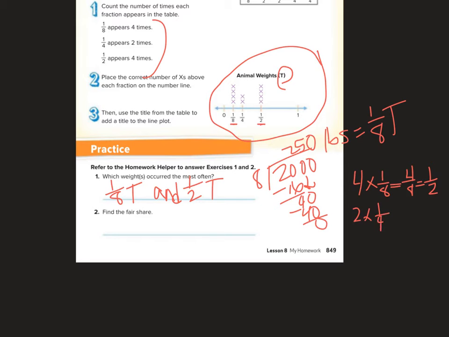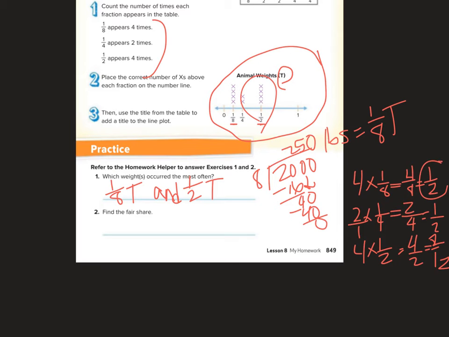2 times 1/4 is 2/4, right? 2 times 1 is 2, over 1 times 4 is 4, or 1/2. Okay, got this. Then I have 4 of 1/2. 4 times 1/2 would be 4/2. If I reduce, divide the numerator and denominator by 2, I'd get 2/1, or 2. Okay, so I have a half and a 2. 2 halves make a whole. 1 plus 2 is 3. So there are 3 total tons? 3 tons, yeah, 3 tons.